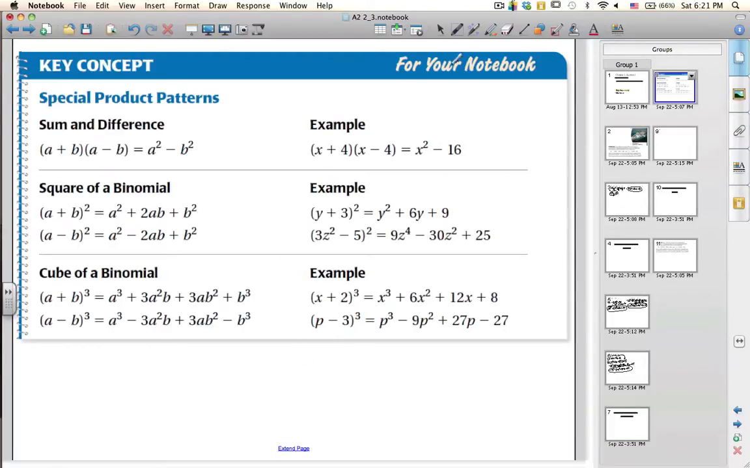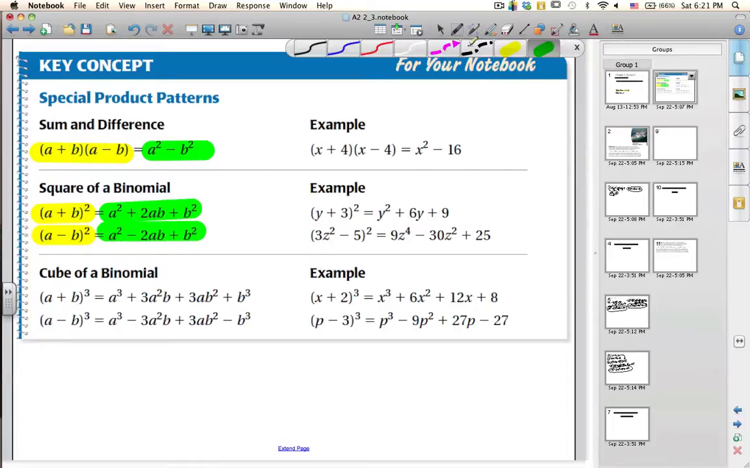So we've already learned earlier in chapter 1 the sum and difference, so the difference of two squares, right? So multiplying conjugates together. We learned about the square of a binomial. And we did all this stuff in chapter 1. Now in chapter 2, we're continuing on, and we're just looking at bigger polynomials.